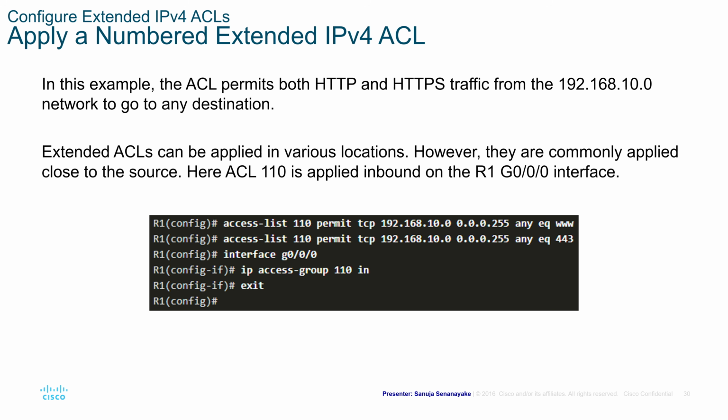Apply a numbered extended IPv4 ACL. In this example, the ACL permits both HTTP and HTTPS traffic from the 192.168.10.0 network to go to any destination.